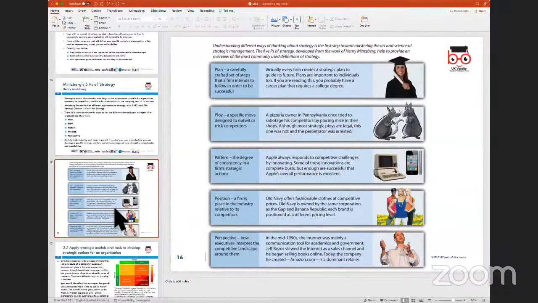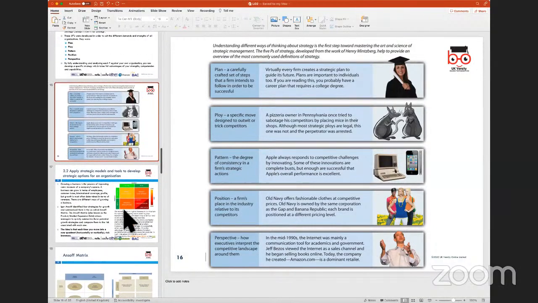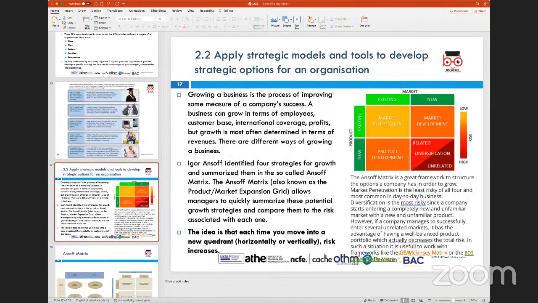And that is what we need to cover in the first assessment criteria, by explaining the relationship between corporate, business and functional strategy, and also applying the Mintzberg 5P model to show that relationship. So any questions on this so far, do let me know.